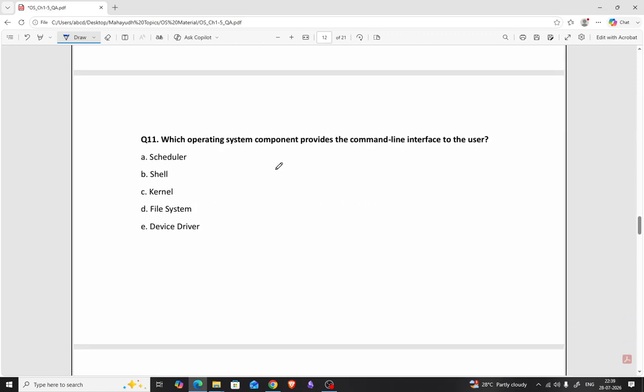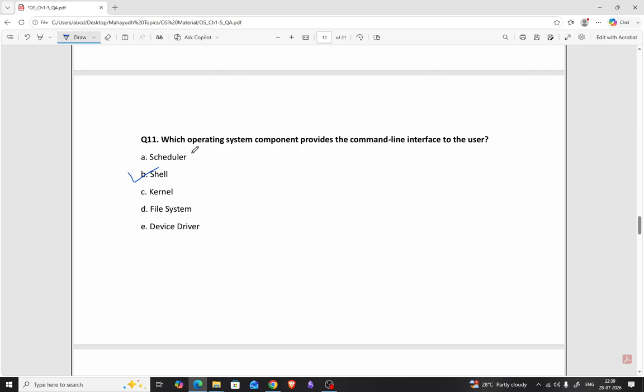We will move to question number 11. Which operating system component provides the command line interface to the users? Scheduler, shell, kernel, file system, device driver. Which one will be the answer? The answer is option B, shell. Shell provides the command line interface. The command prompt which we are running now is also a type of shell command only.